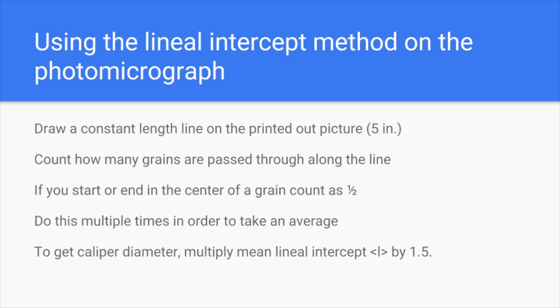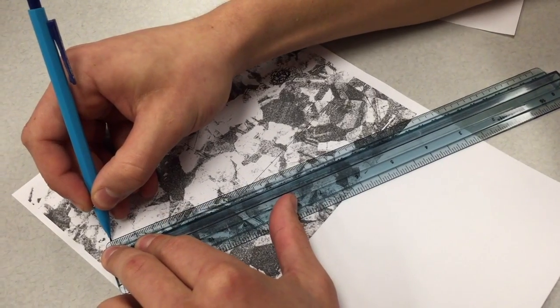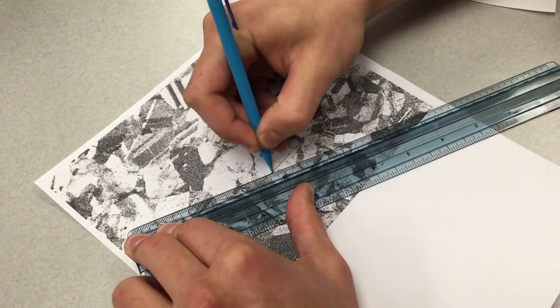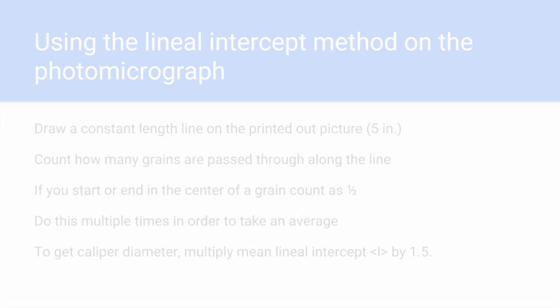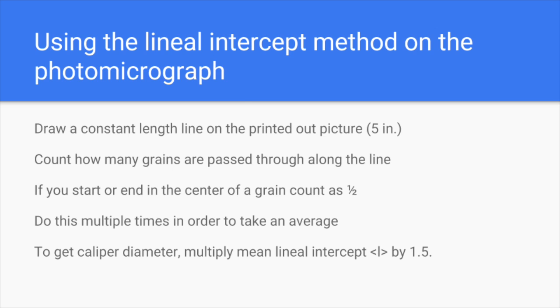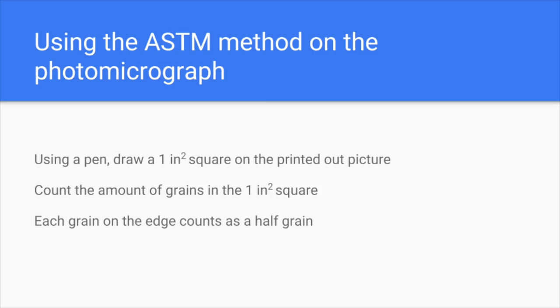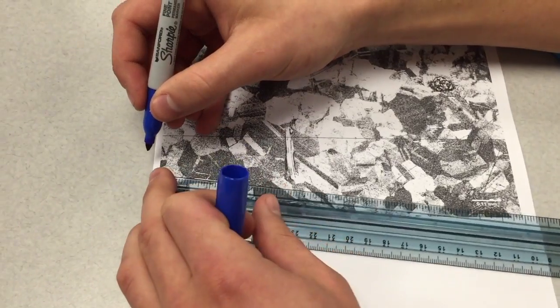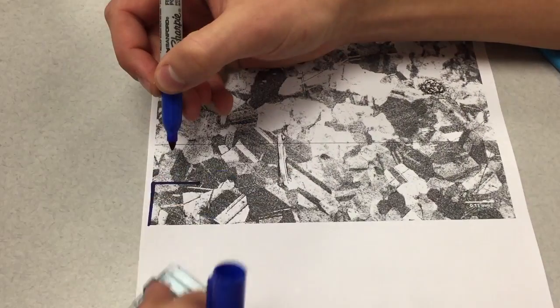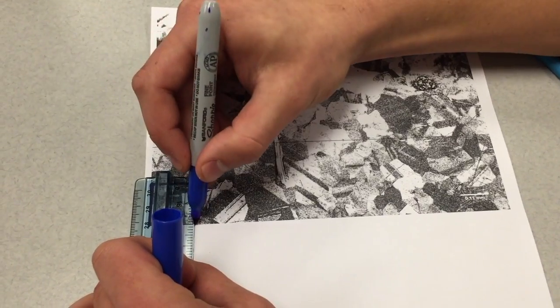Now that you've obtained the photomicrograph, use the lineal intercept method by drawing constant length lines on the printed out picture. Count how many grains are passed through along the line. If you start or end in the center of a grain, count it as 1/2. Do this multiple times in order to take an average. To get the caliper diameter, multiply the mean lineal intercept by 1.5. To use the ASTM method on your photomicrograph, draw a 1 inch by 1 inch square on a printout. Count the amount of grains within this square. Any grain that intercepts one of the lines will be counted as 1/2 of a grain.